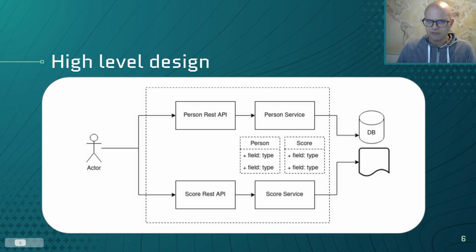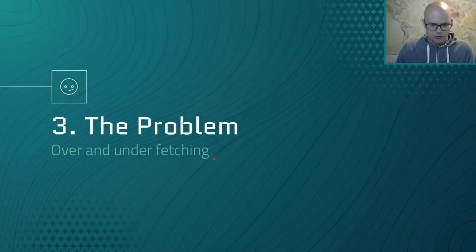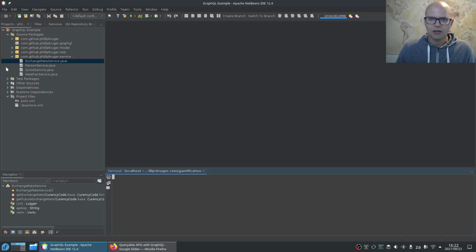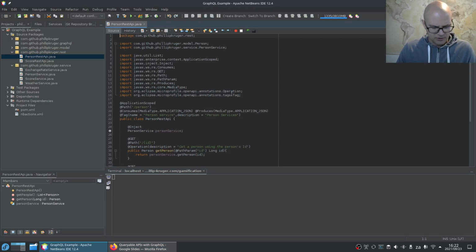A high-level design is something like this, where we have a person service which stores the person data in a database, and it exposes the data with the person REST API. And we have a score service that stores the score in a flat file, and it exposes it with a score REST API. And then we have the model that models a person and a score and everything that goes with it. Okay, so the application is already running on my machine. Let's look at the REST API.